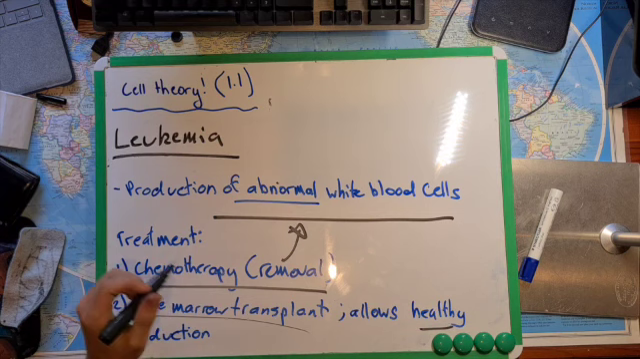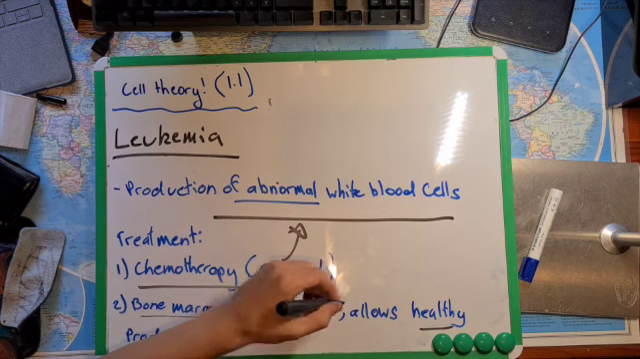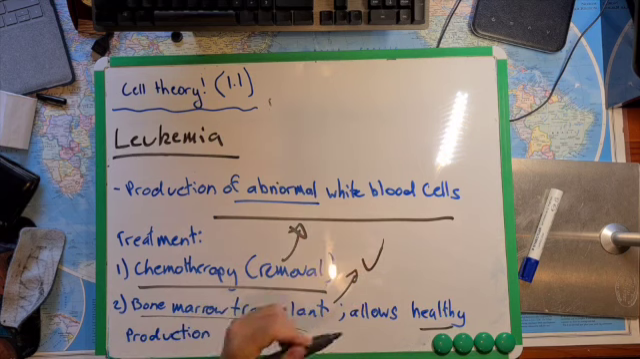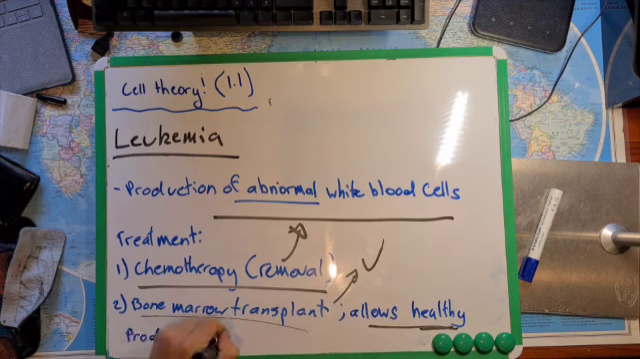So the use of stem cells allows the implantation of good and properly working multipotent stem cells, which in turn allows your healthy production of white blood cells for the body to successfully function.